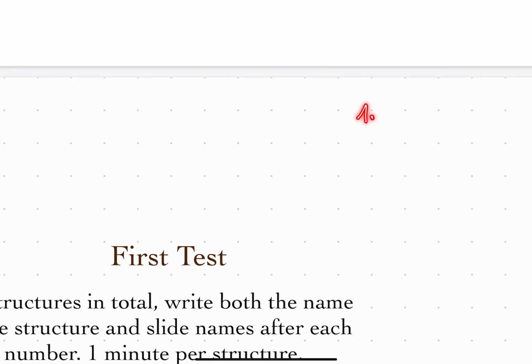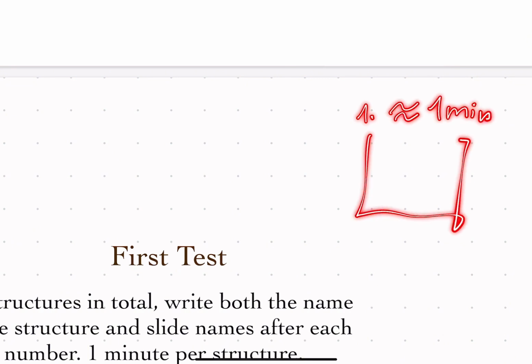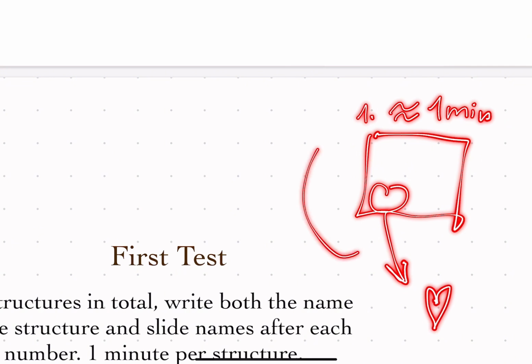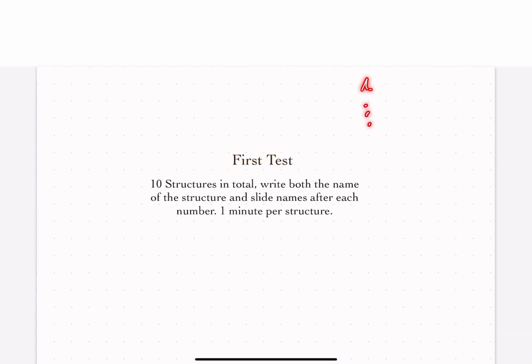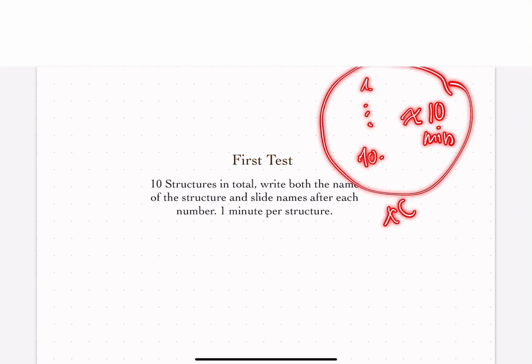Now for each number, we're gonna spend around 1 minute. So that means I'm gonna show you a slide and then I'm gonna zoom in to a part of the slide and then show you a specific structure within that zoomed in part that you also have to name within the number, right? And all within the span of 1 minute. So for 10 structures, it's going to be around a 10-minute test. And we're going to repeat that 4 times.